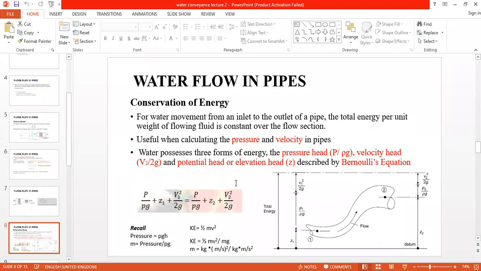If we look at this equation here, it's saying that there are three forms of energy. This constitutes the pressure energy. Then this, the Z, constitutes the elevation head, which is the potential energy. Then this constitutes the kinetic energy. So at point 1, the energy should be equal to point 2. That's in an ideal system.